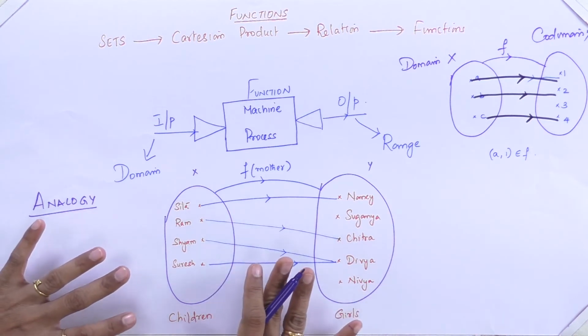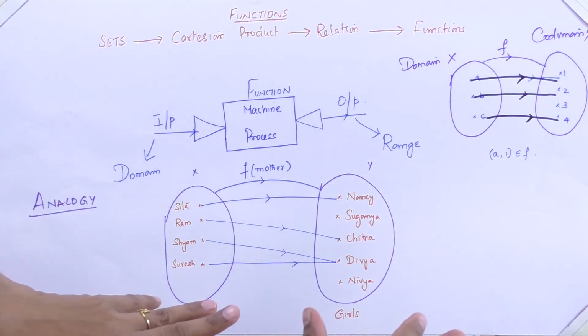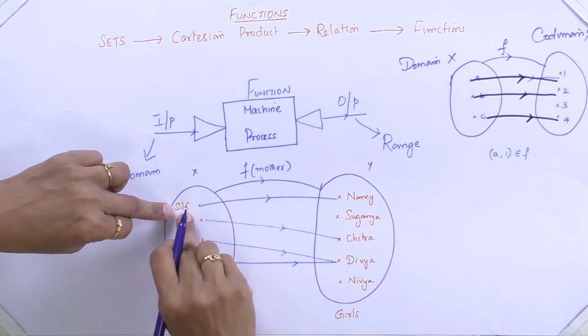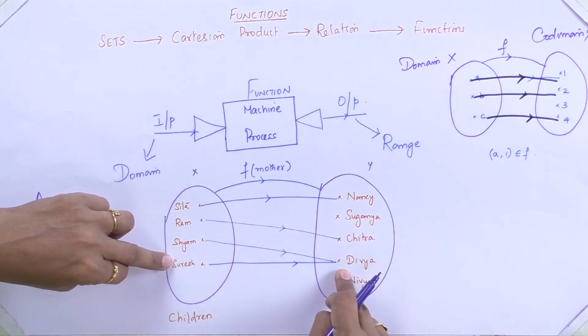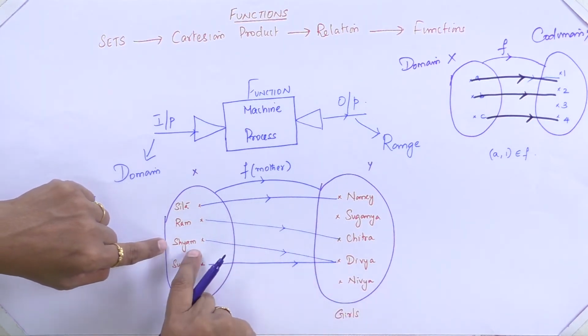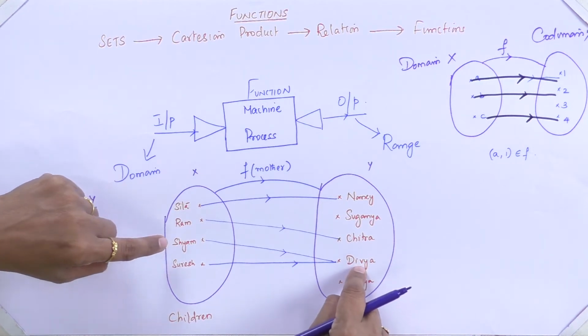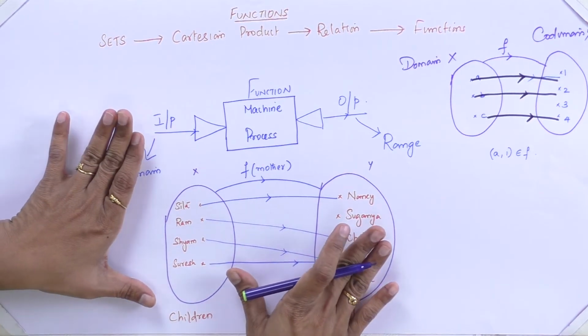Now the analogy says that in my domain part I have children and in my codomain part I have girls, and the function is mother, which means that each and every child should have a mother. It is not necessary that they have a unique mother. So Sita may have Nancy, Ram may have Chitra, Shyam may have Divya, Suresh may have Divya as mother. So Shyam and Suresh belong to the same mother Divya. That is, Divya has 2 children, Suresh and Shyam respectively. So this is a very good example.